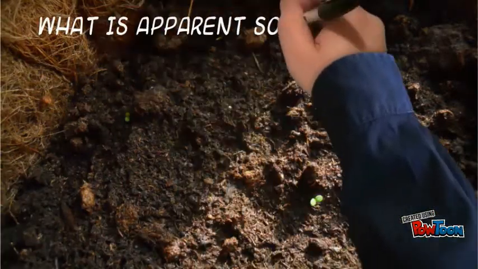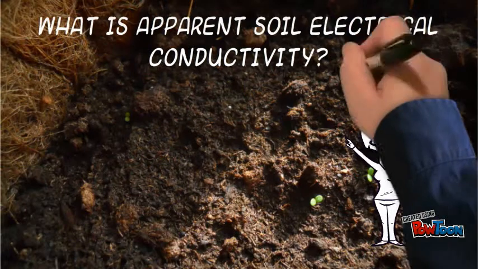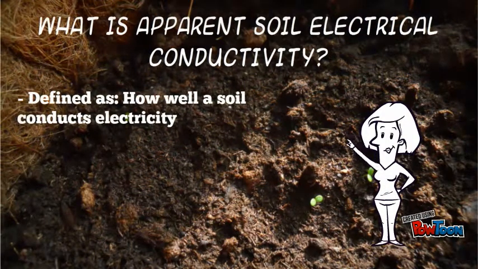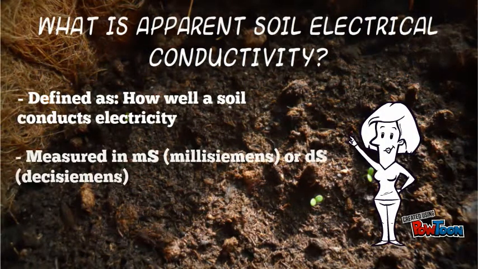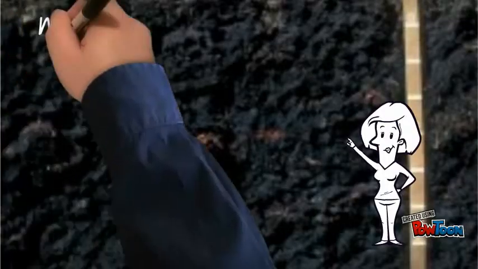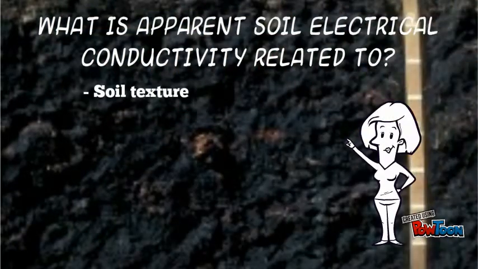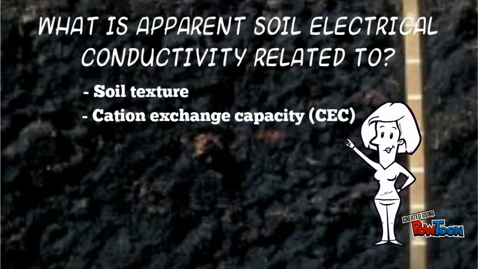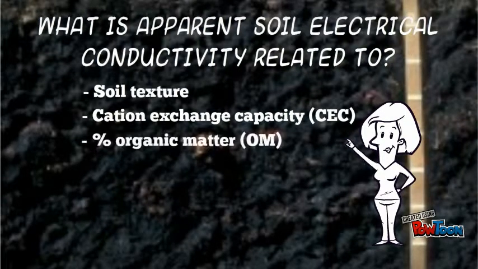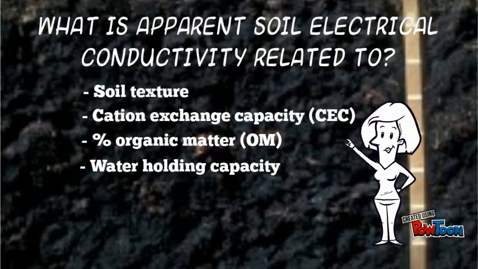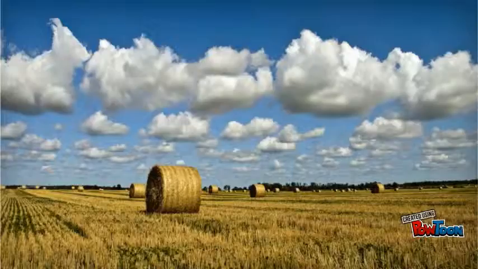So, what is apparent soil electrical conductivity? It is defined as how well a soil conducts electricity. It is usually measured in millisiemens or decisiemens, which are the standard units for a material's conductance. Soil EC has been found to be related to several soil properties such as soil texture, cation exchange capacity, percent organic matter, and water holding capacity, all of which affect yield.